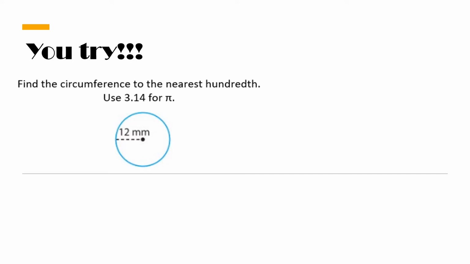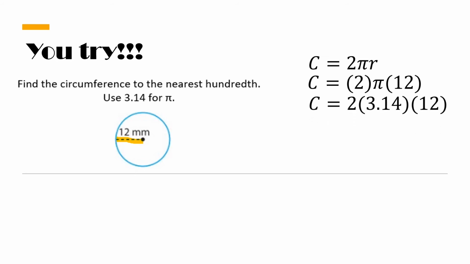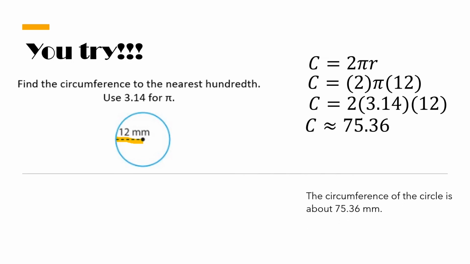All right, so once again, we're given a radius. This time our radius is 12 millimeters. So again, I'm going to use c equals 2 pi r. We're going to sub in 12 for the radius, 3.14 for pi. We're going to use our calculator. We're going to get that the circumference is about 75.36. So in terms of our units, we'd say the circumference of the circle is about 75.36 millimeters.